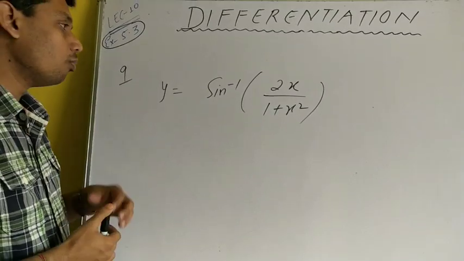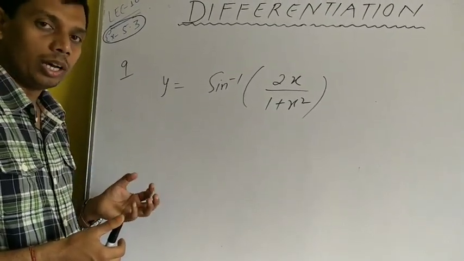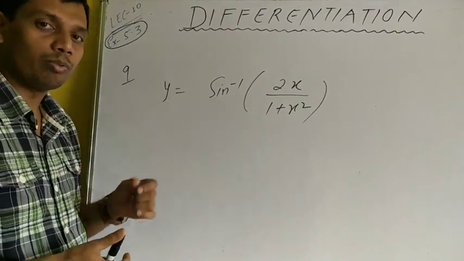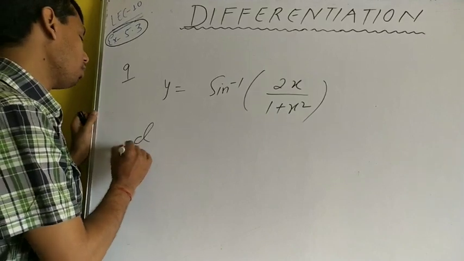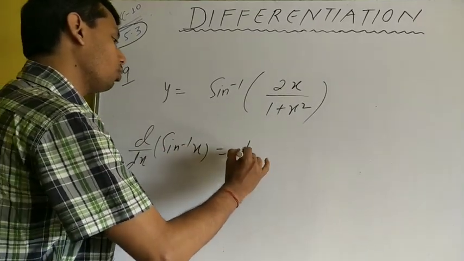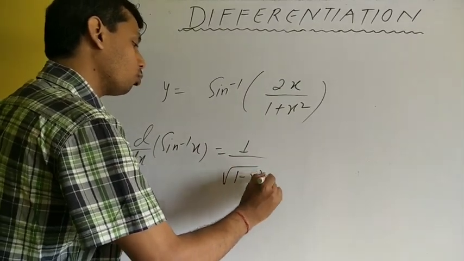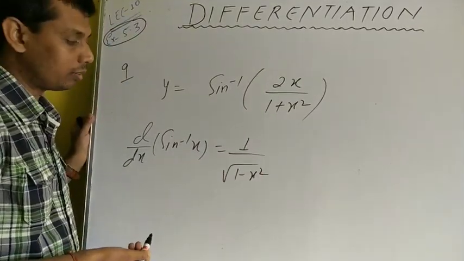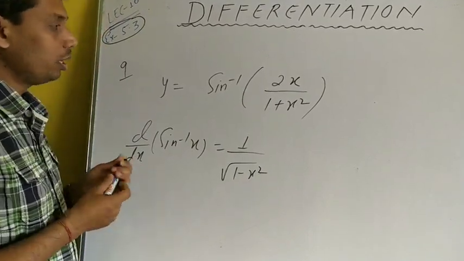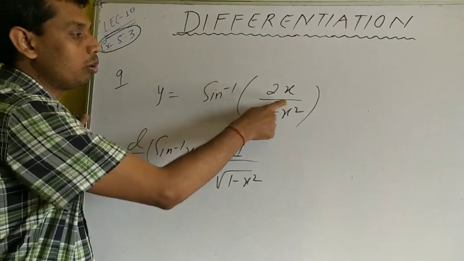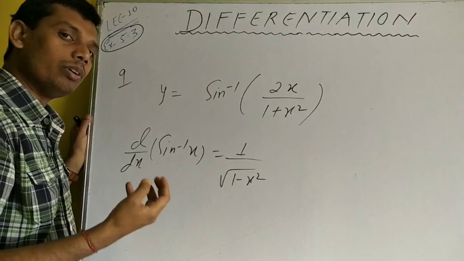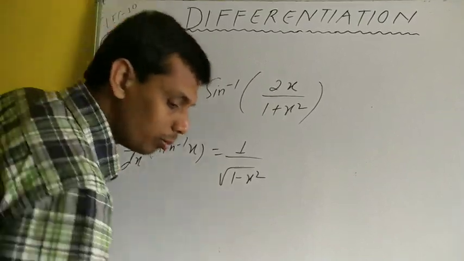Now see, we know the formula of d/dx of sin inverse x. What is the differentiation of sin inverse x? This is equal to 1 upon root over 1 minus x square. This is the differentiation of sin inverse x. Okay. Now this is a bit complicated. If we see what is our x here, 2x upon 1 plus x square. If we substitute this value over here, we'll get the result. Okay, but that will be complicated.